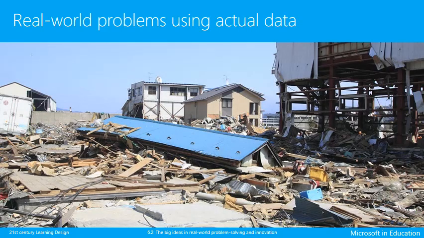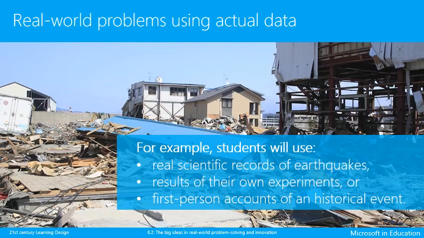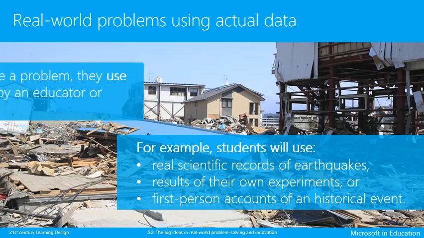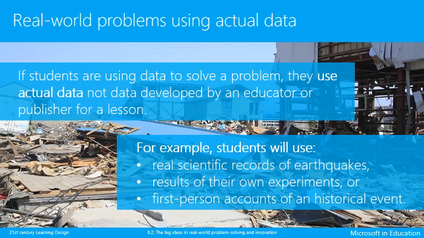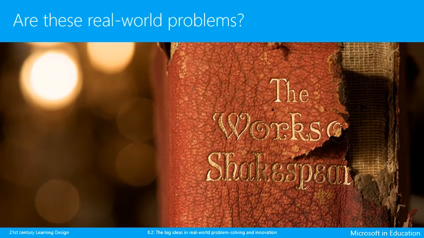A final characteristic of real-world problems is if students are using data to solve a problem. They use actual data, not data developed by an educator or publisher for a lesson. For example, students will use real scientific records of earthquakes, results of their own experiments, or first-hand accounts of a historical event. Think about these situations and consider if they are real-world problems.